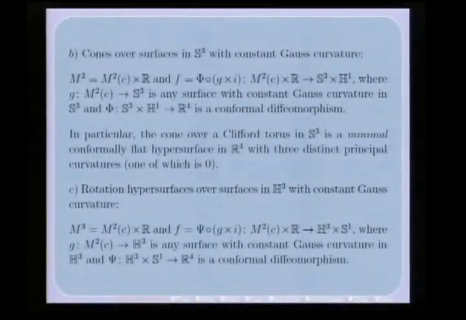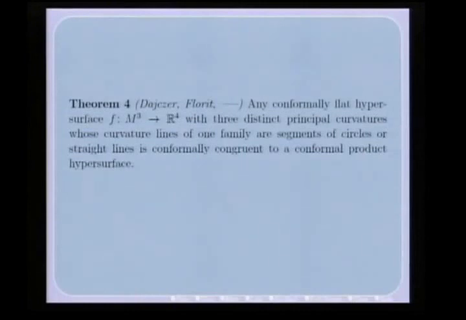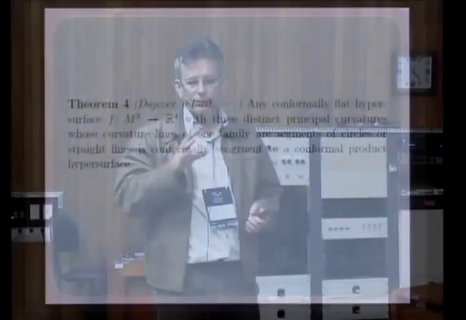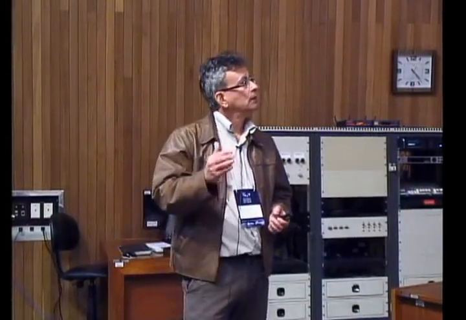And one can characterize those examples by the property that one of the families of curvature lines are made up of segments of circles or straight lines. This was observed in a result in a paper with Marcos and Luis. Those conformal product hypersurfaces can be characterized by this property. One family of curvature lines is made up of segments of circles or straight lines.